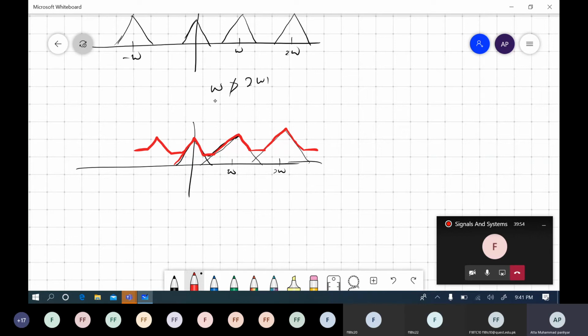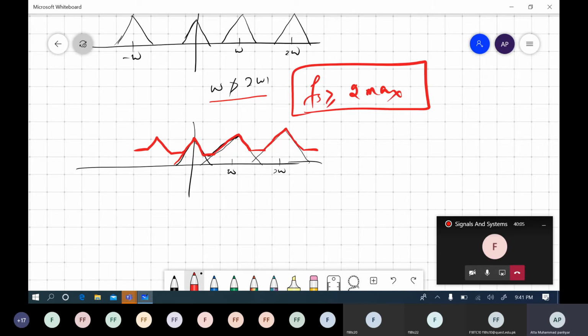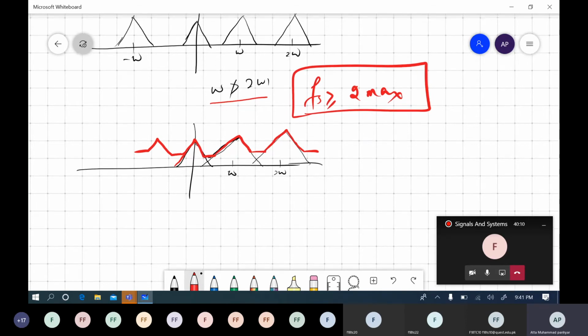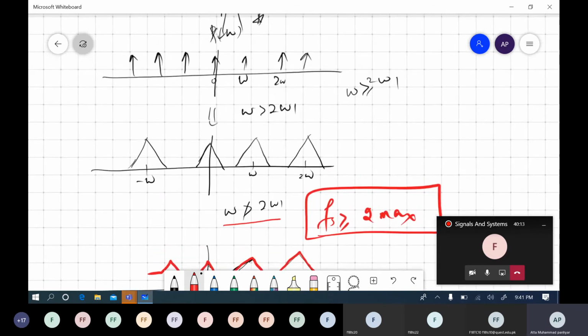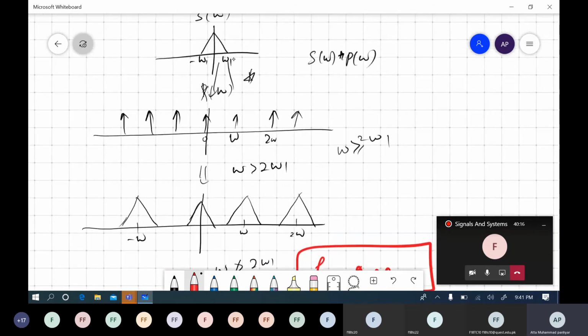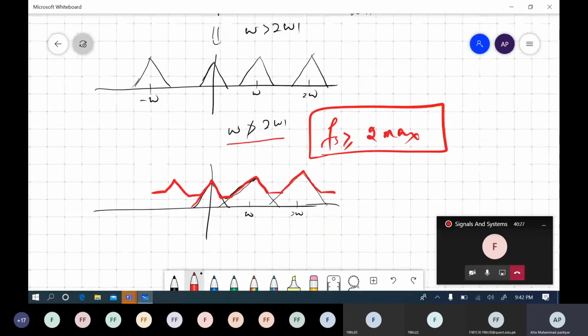So we always have to make sure that the sampling frequency must be greater than or equal to twice the maximum frequency, right? This is called the Nyquist theorem. We will discuss it when we discuss sampling, but we can get the idea from here that if this sampling frequency is not twice omega 1, this gap must be greater. If it is not greater, we end up with a signal with distortion. This distortion, when the signals are overlapping, is called aliasing, right?